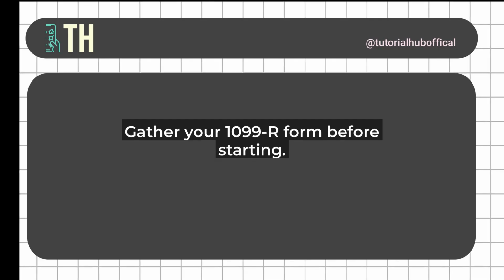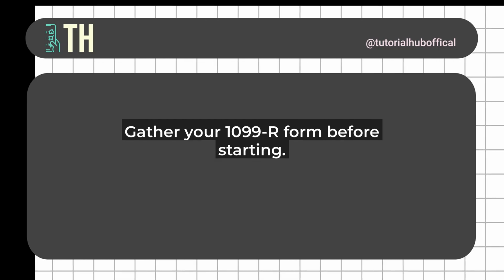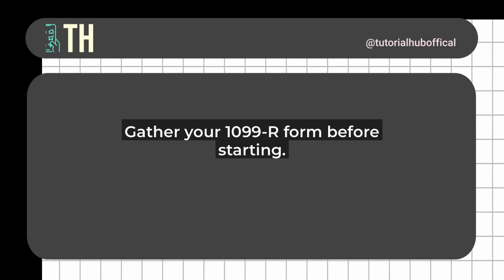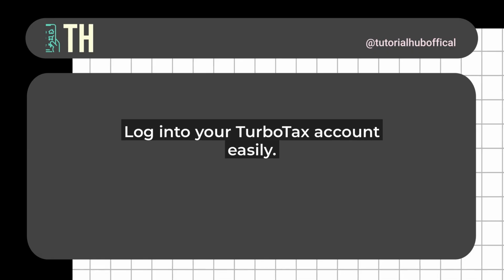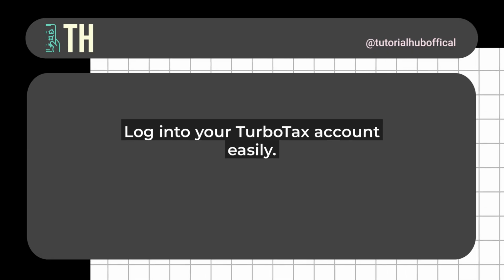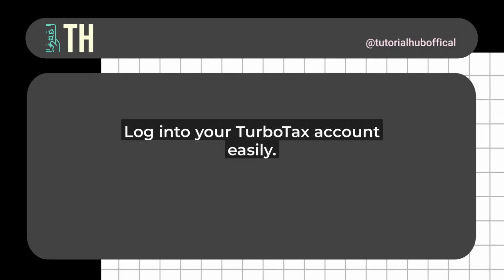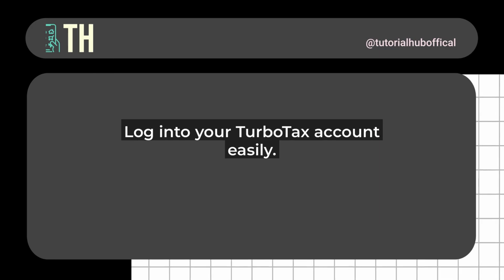potential errors. First, gather your 1099-R form. This document includes key details like the amount distributed and any tax codes, so keep it handy. Start by logging into your TurboTax account. If you're new, create one. It's quick and easy. Once logged in, navigate to the Federal section, then click on Wages and Income.